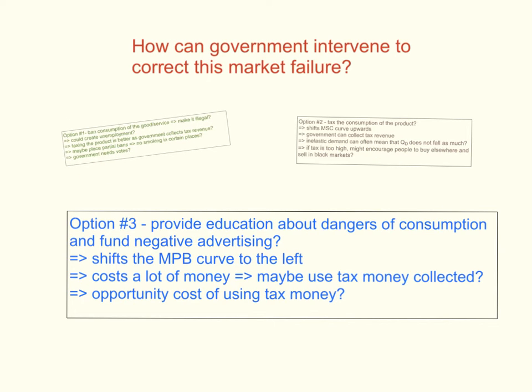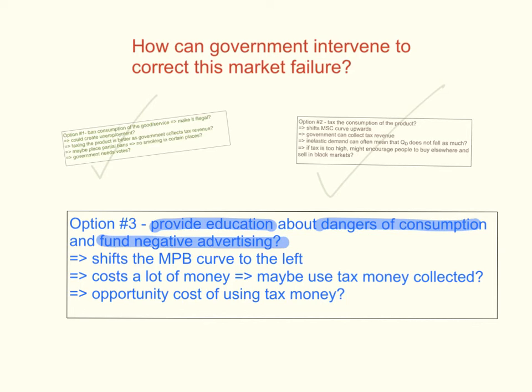So we've seen option one, which is to ban consumption of the good or service altogether, and option two is to tax the consumption of the product. What about option three? Option three is basically, instead of targeting the supply side, to target the demand side by providing education about the dangers of consumption and maybe fund negative advertising. And that's why we see a lot of advertisements about the negative, harmful effects of smoking, and there are lots of programs introduced in schools, for example, to talk to teenagers about the dangers of consuming cigarettes.